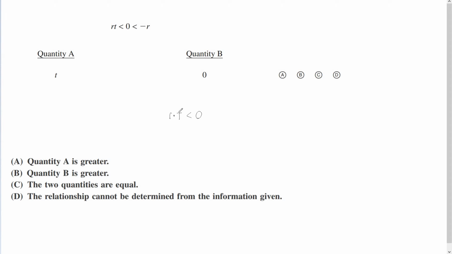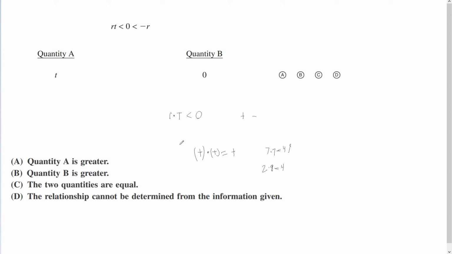Now, this tells you a little bit about what's happening. What this is going to tell you is that either r or t must be negative, and the other one must be positive. One of them has to be positive, the other one has to be negative. The reason why is because a positive multiplied by a positive is always going to be another positive. So like 7 times 7 is equal to 49, 2 times 2 is equal to 4. That's the point, right? A positive times positive equals a positive.